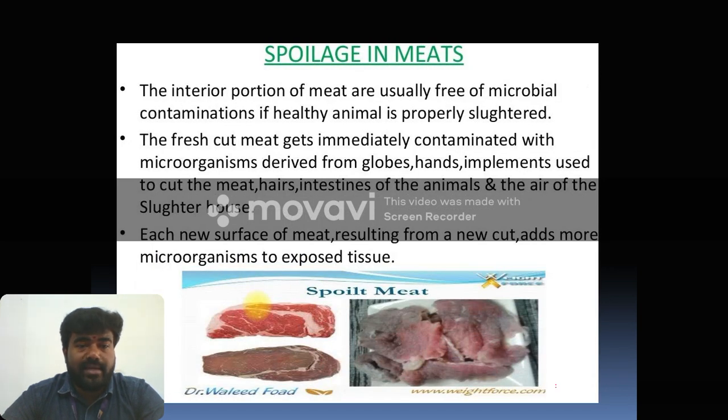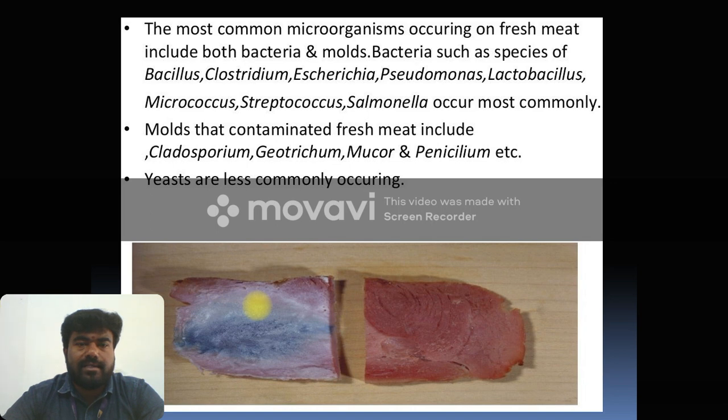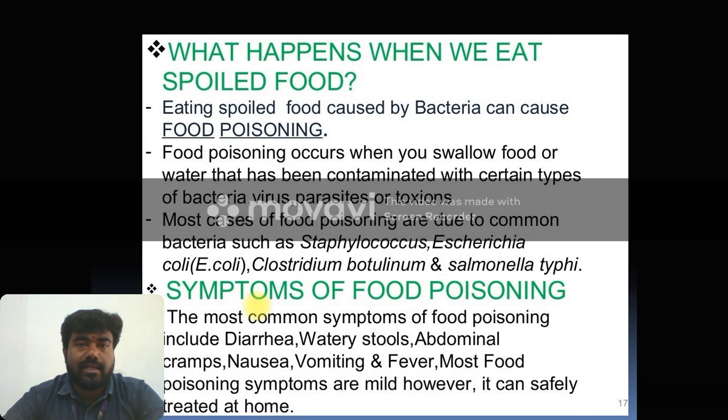In meat spoilage, the surface of the meat carries contamination, for example from hands, implements used to cut the meat, hairs, and the intestines of the animals. These cause spoilage of the meat. Commonly occurring organisms are Micrococcus, Streptococcus and Salmonella. Mostly Cladosporium, Geotrichum, Mucor and Penicillium are the major fungi. Yeasts occur less commonly.